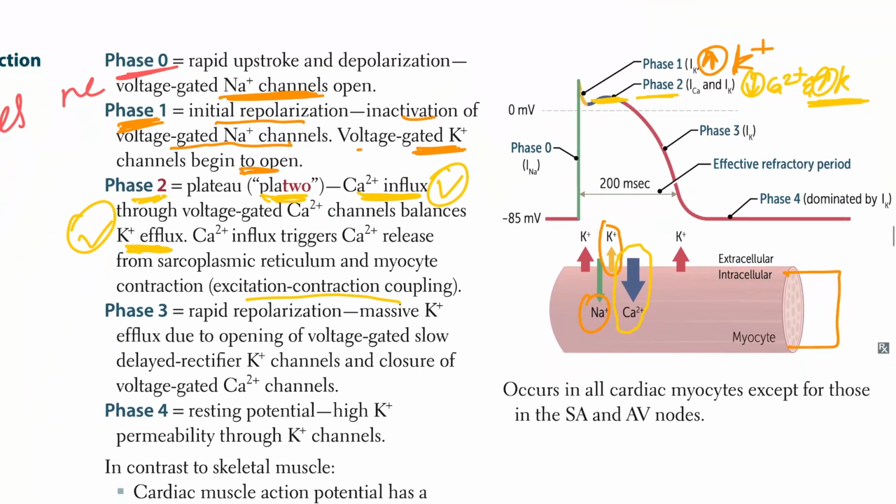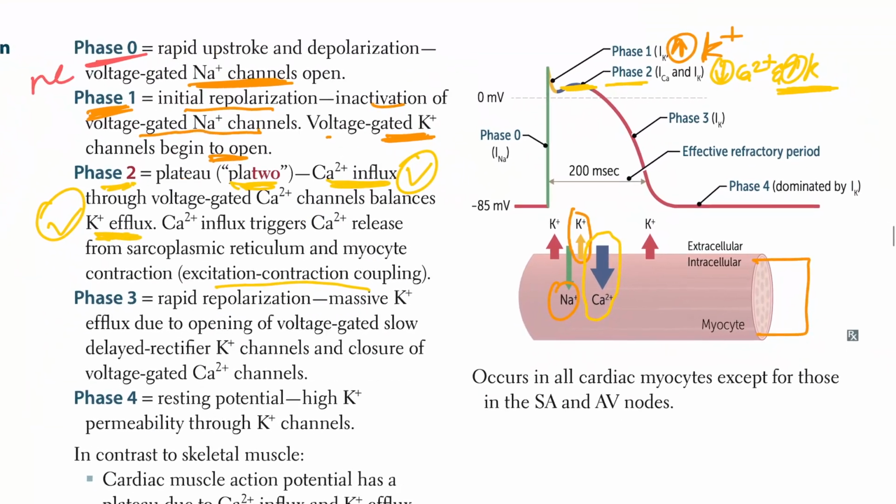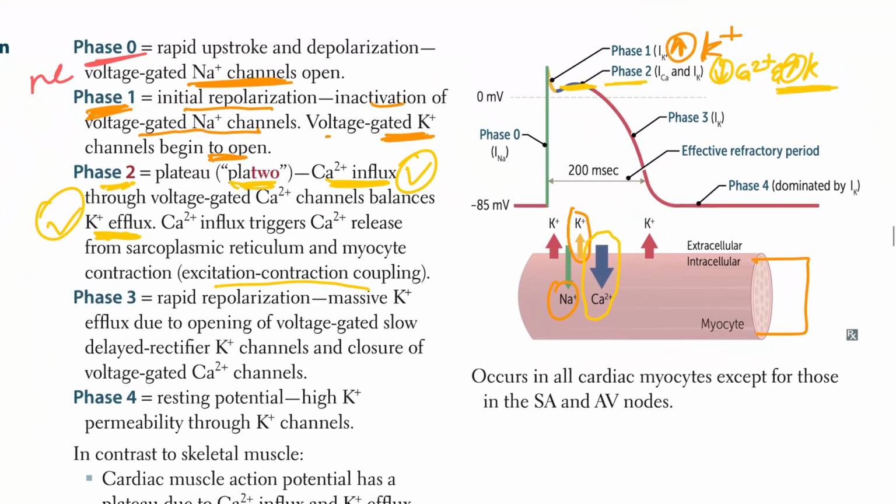Now the next thing is your phase 3. So let's look at that. In phase 3, what do we have? In phase 3, we have the rapid repolarization. If you look here, this is phase 3, and this is rapid repolarization, right? That rapid repolarization is a massive potassium efflux due to opening of voltage gated slow delayed rectifier potassium channels and closure of the voltage gated calcium channels.